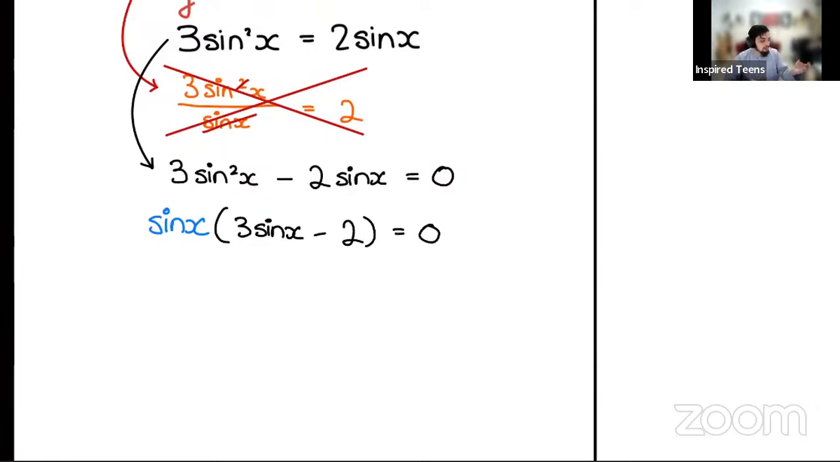Now, if you remember, we experienced something similar when we solved for trinomials. When you have a product equated to 0, each factor in that product you can equate to 0. So here I can say sine x is equal to 0, or 3 sine x minus 2 is equal to 0.